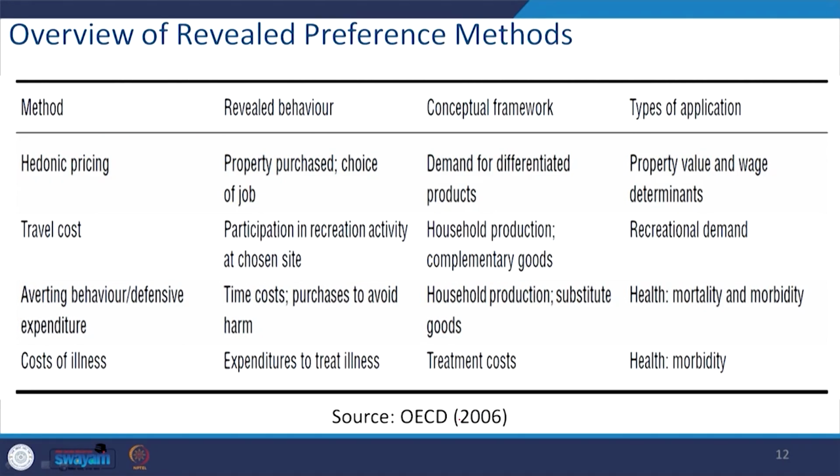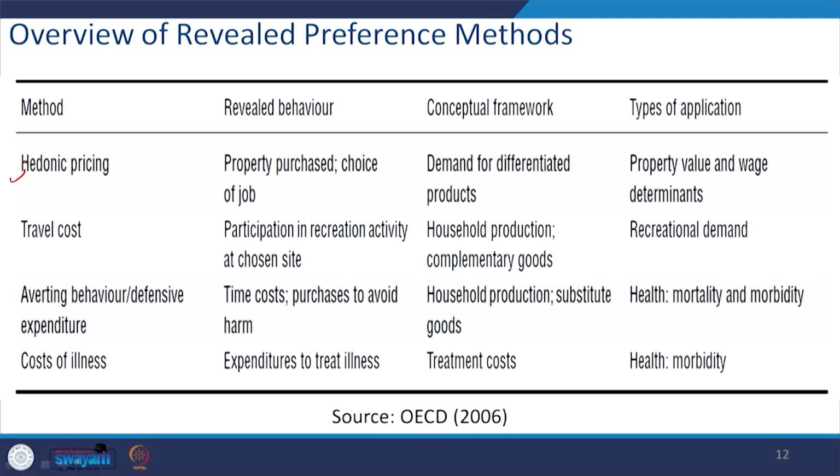So, after understanding this, we now have a broad picture of revealed preference approaches. What are the different methods under these revealed preference approaches? Generally, we have four different kinds of revealed preference method. One is the hedonic pricing method, second is travel cost, third is averting behavior or averting expenditure, sometimes also known as the defensive expenditure method, and the last one is the cost of illness.